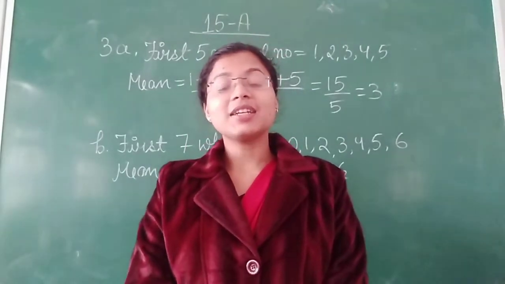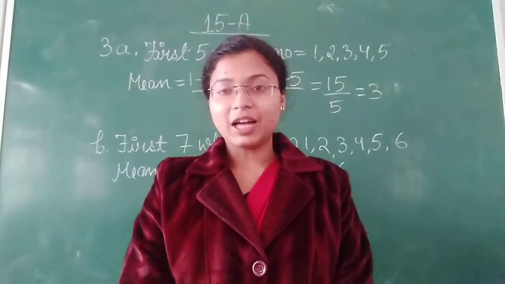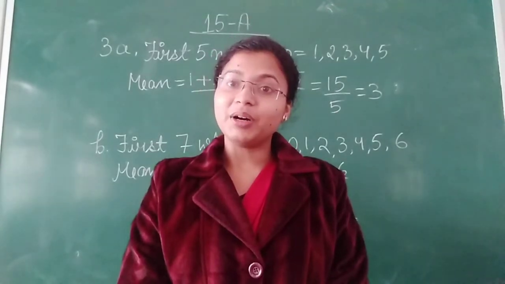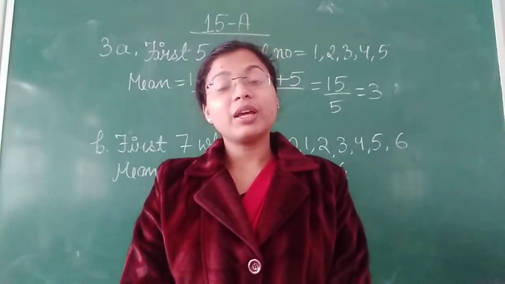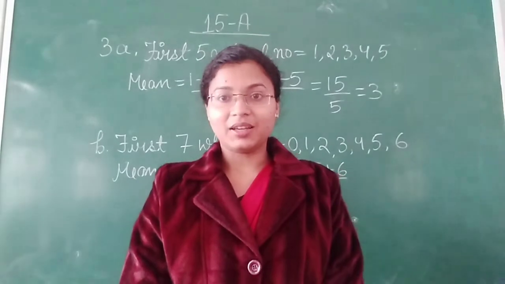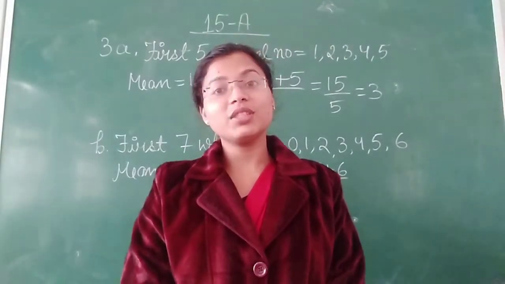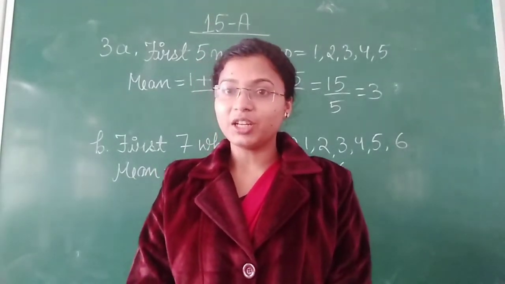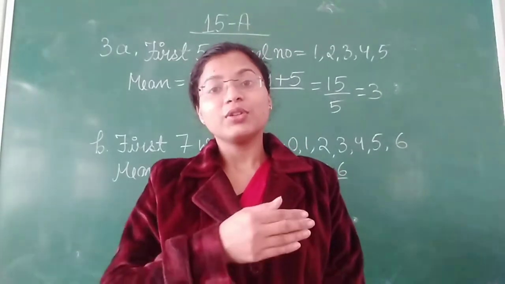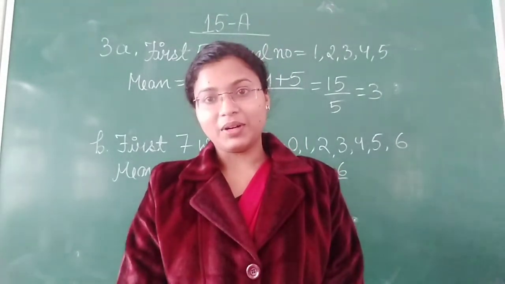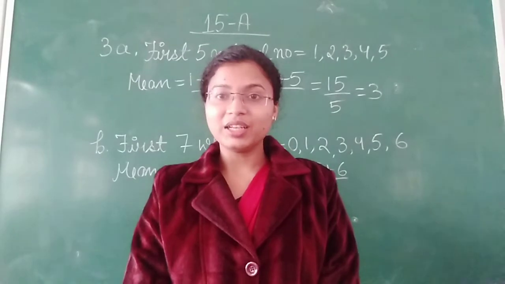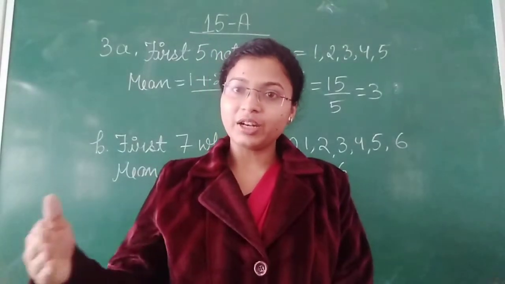Natural numbers are the counting numbers which we use when we are counting something. Like for counting we use numbers like 1, 2, 3, 4 and so on. So these are the natural numbers.